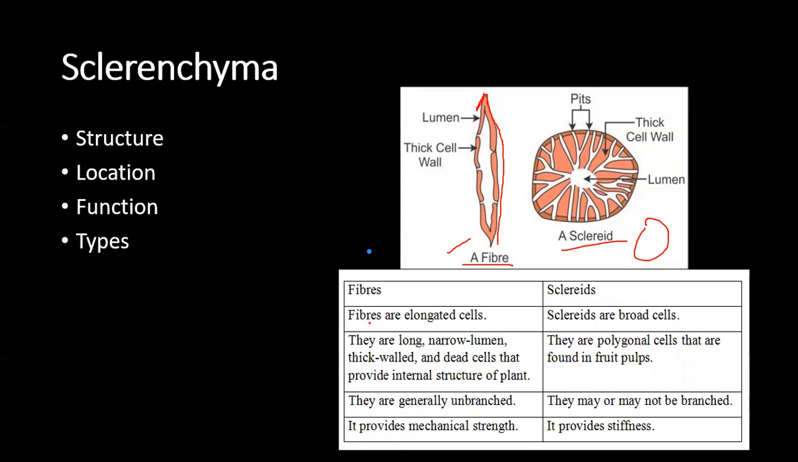Sclerenchyma fibers are elongated cells with a long, narrow lumen; they are thick-walled, dead cells that provide internal structure for the plant body. They are generally unbranched and give mechanical support or mechanical strength. The sclereids are broad, polygonal cells found in fruit pulp, and they may or may not be branched, and they provide stiffness. This is about the simple tissues. The simple tissues include parenchyma, sclerenchyma, and collenchyma.